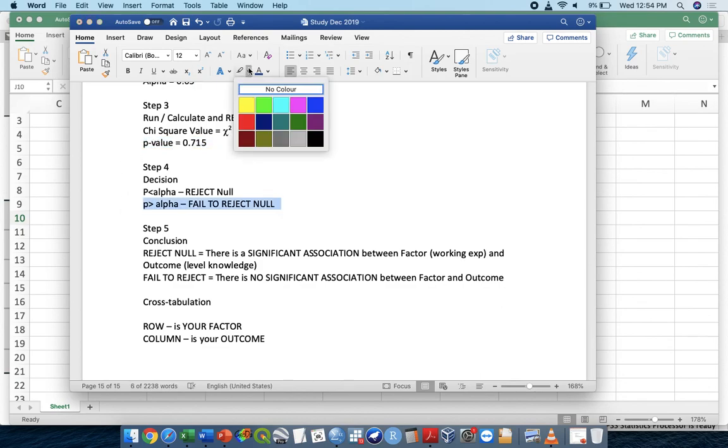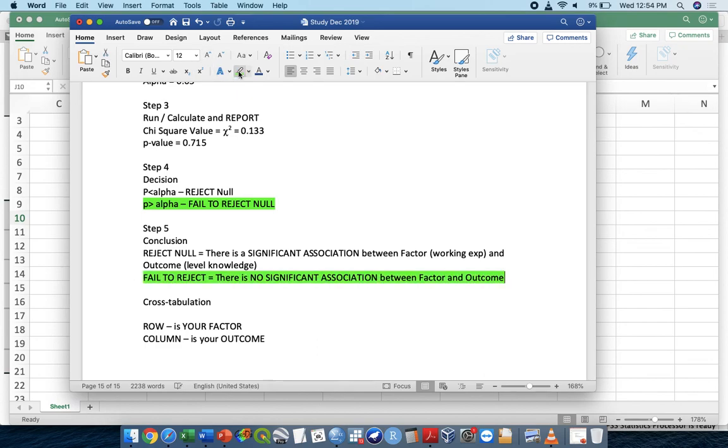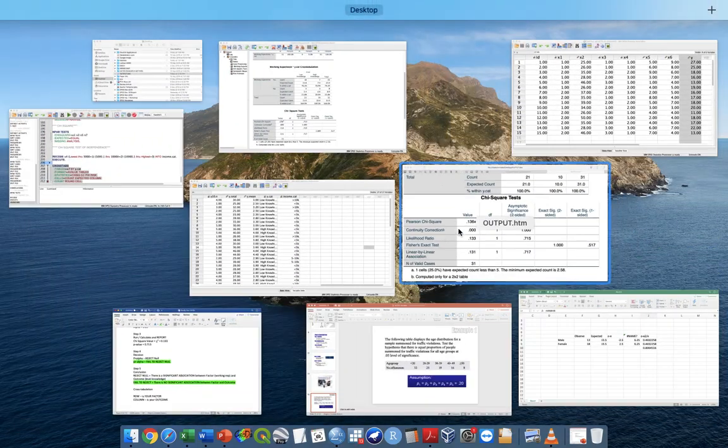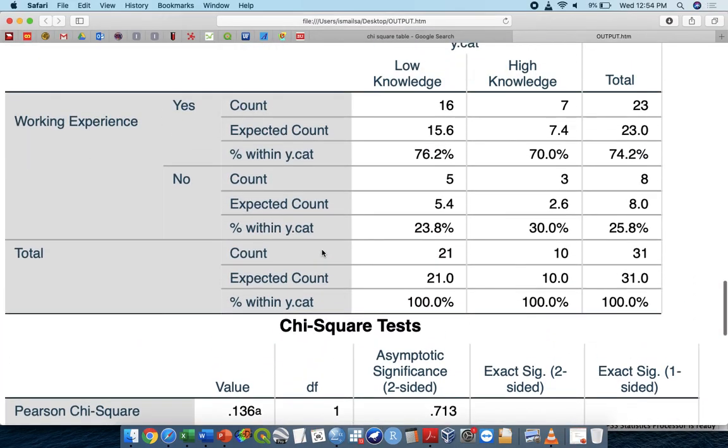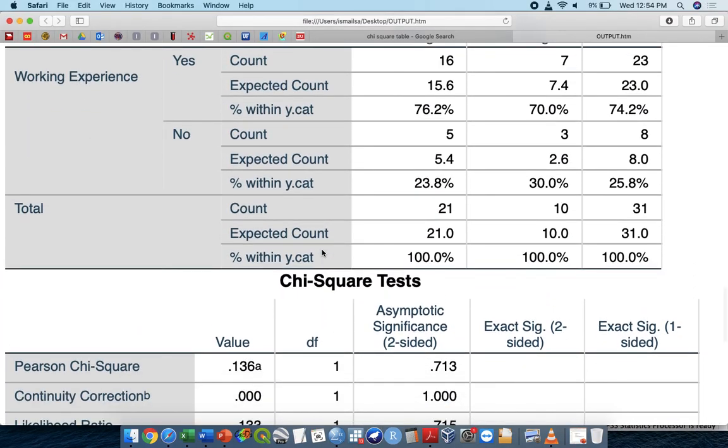So if you fail to reject your null hypothesis, then you are making a conclusion: is there a significant association or no significant association? Very good. There is no significant association between the factor and the outcome, and this particular factor is working experience. So that means whether you have working experience or not is no longer one of the factors influencing your level of knowledge to be high or low. It does not matter.